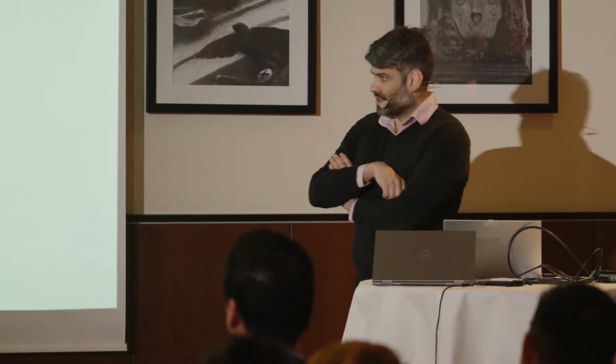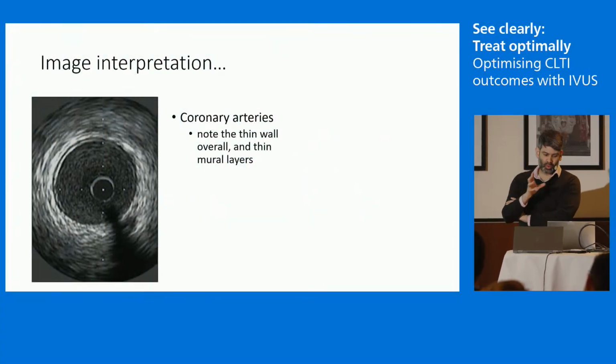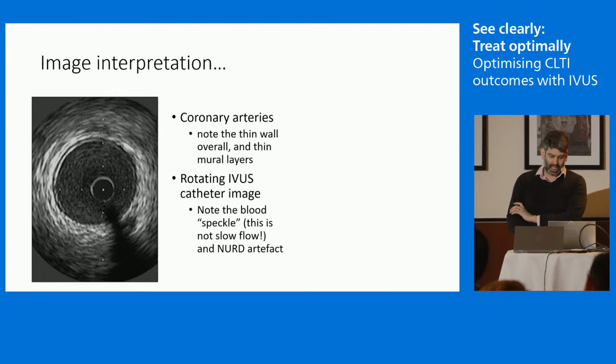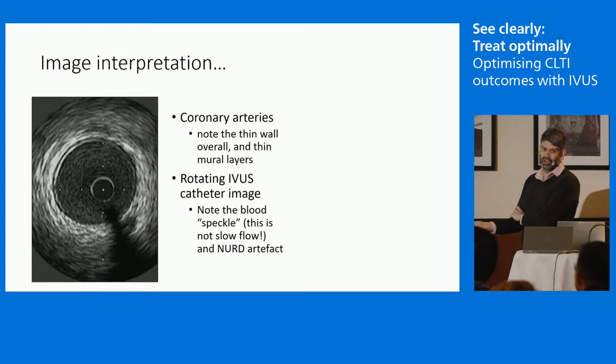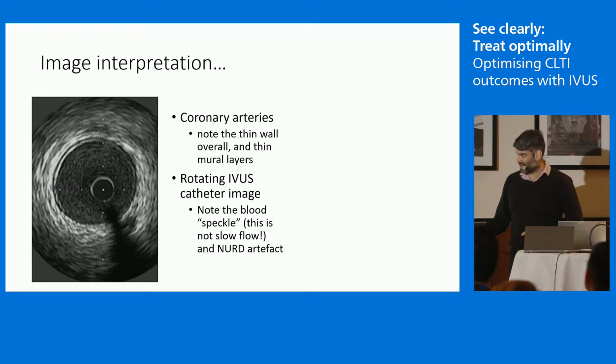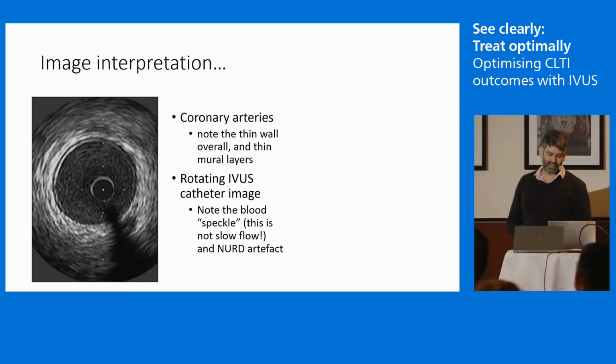Image interpretation. So this is a rotating IVUS image of a coronary artery. And you can see that overall the wall is very thin, and the individual layers of the wall are very thin. So you can see this kind of blood speckle. This isn't slow flow. On a Philips IVUS you would say that this is probably slow flow, but on a rotating IVUS this is what flow looks like. And this black line here is non-uniform rotational distortion artifact as well.